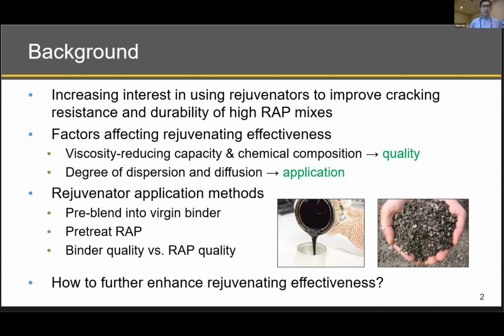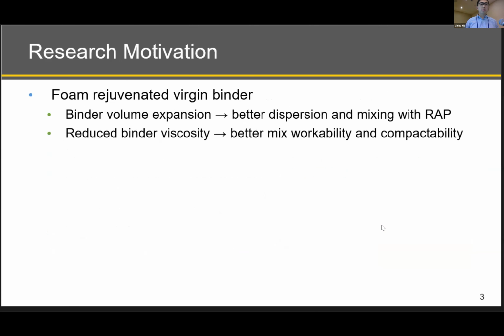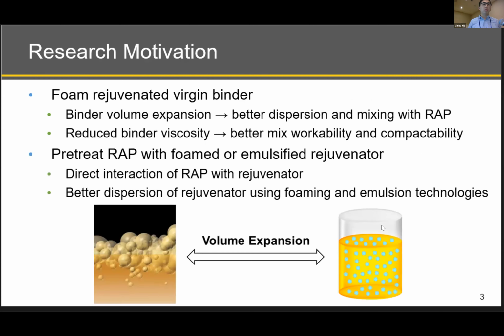So the objective of the study that we did here was to further enhance the rejuvenating effectiveness of these two approaches. In terms of motivation, what we did was leverage the foaming technology for the pre-blending method. In this case, we're still adding the rejuvenator into the virgin binder, but then we do mechanical foaming so that we can create volume expansion and increase the surface area. That way, it can provide better dispersion and diffusion once those two materials come into contact.